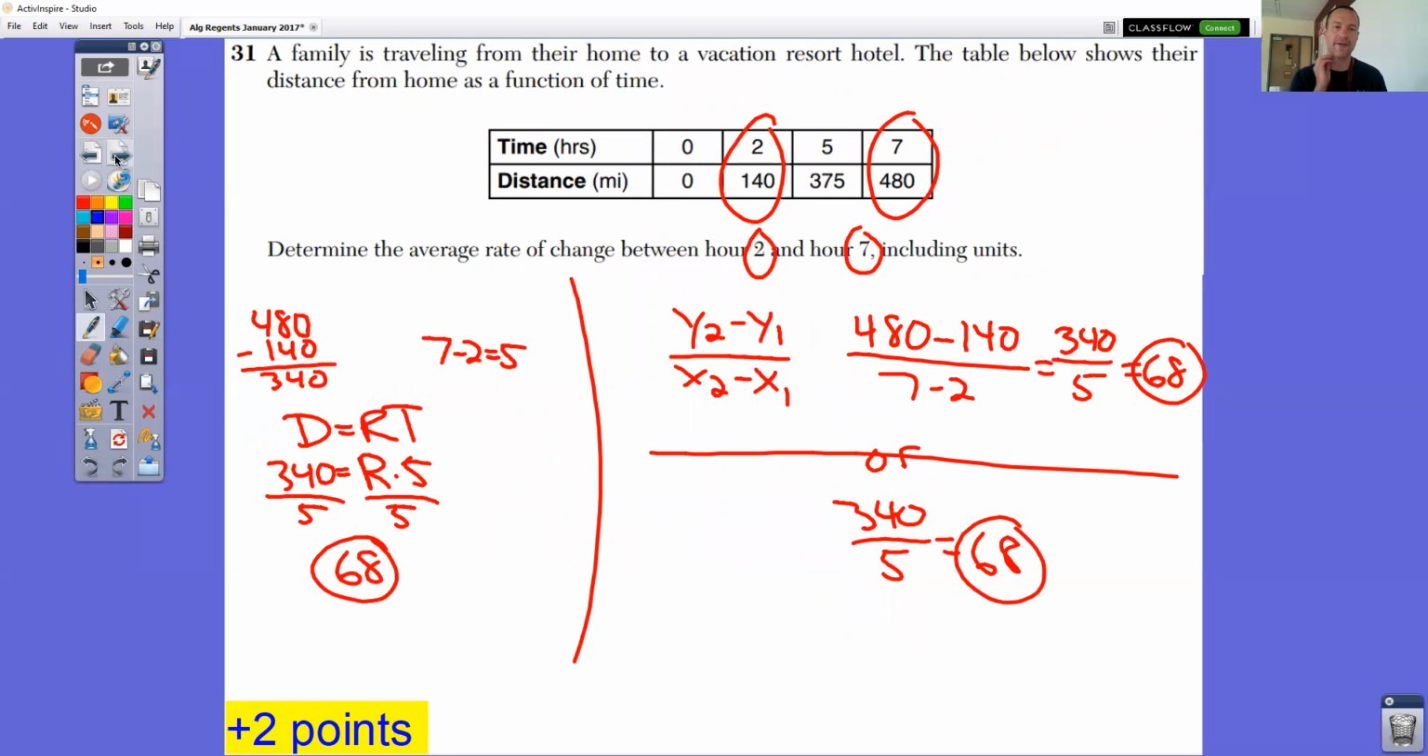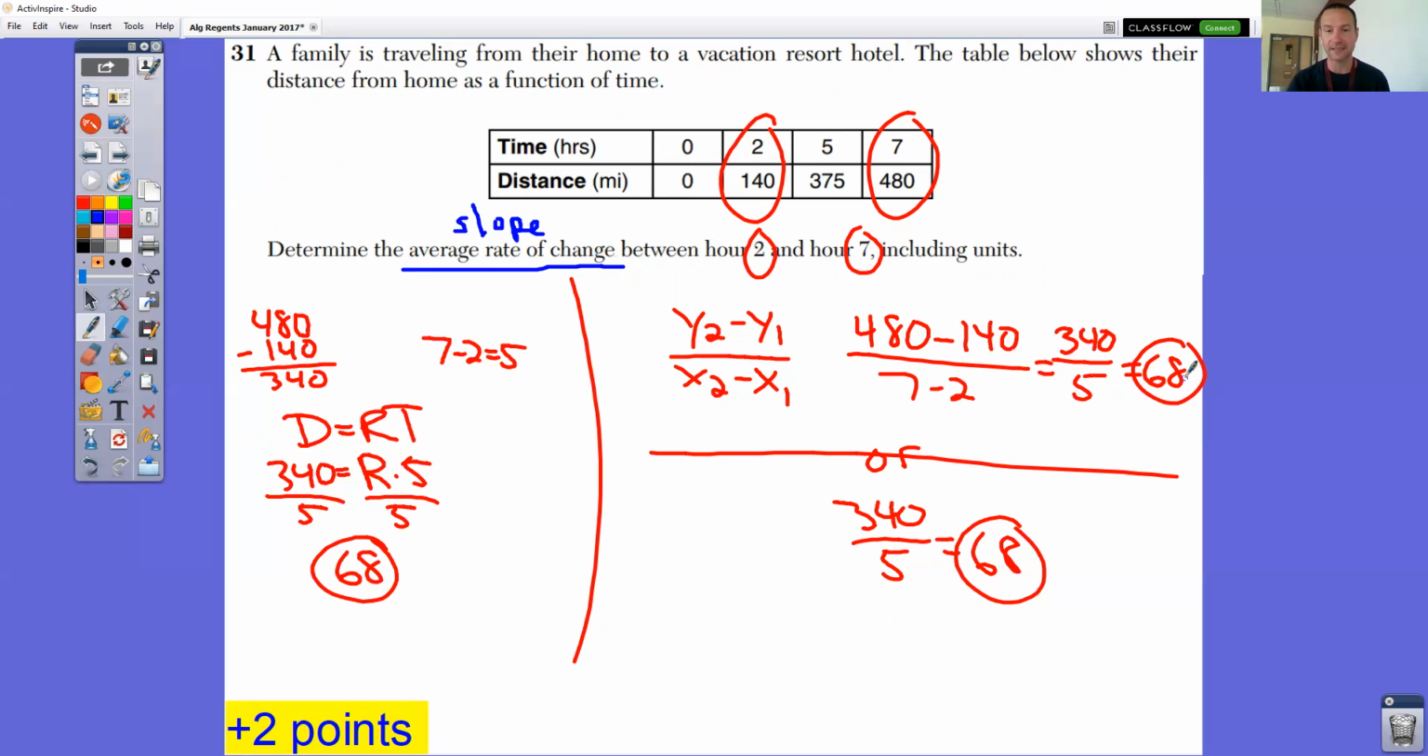In question number 31, a family is traveling from their home to a vacation resort hotel. The table below shows the distance that they travel as a function of time. Determine the average rate of change. So there are a couple different ways. I showed 3 different ways to do this one. I personally think anytime that you have the average rate of change, they are talking about the slope. So here are your points. You have 2 and 140, you have 7 and 480. So I would sub them into the slope formula.